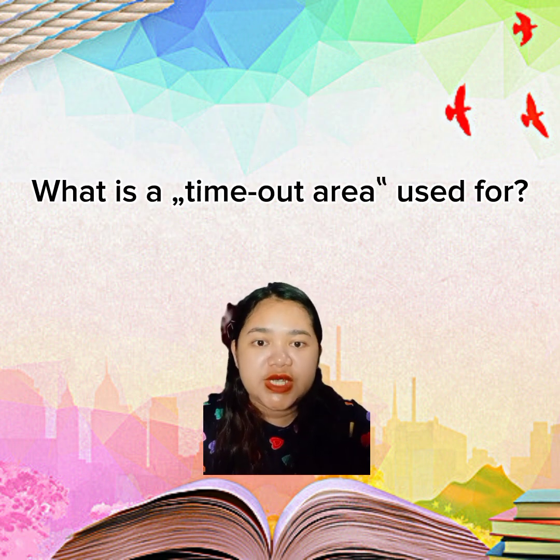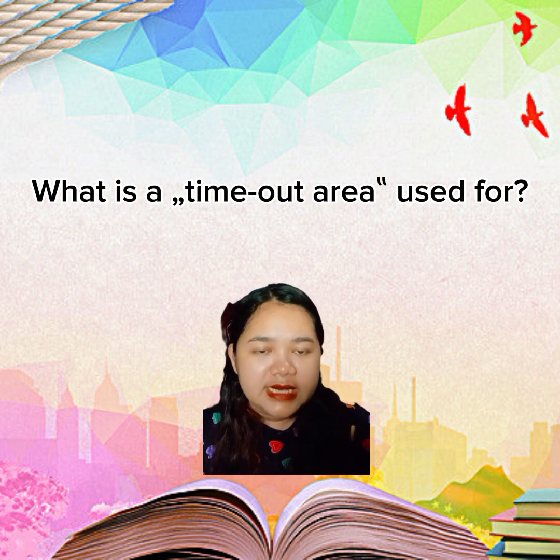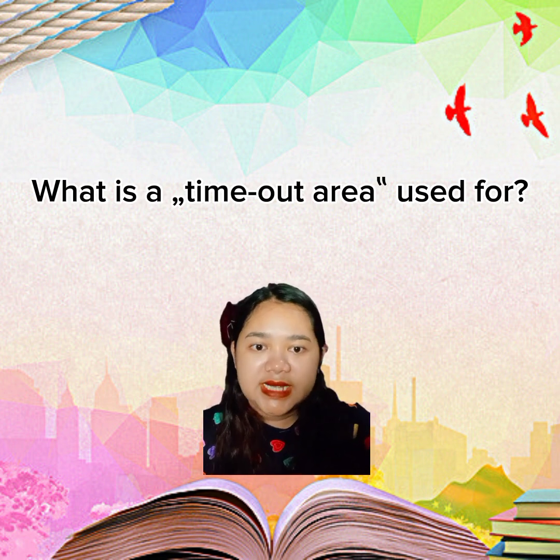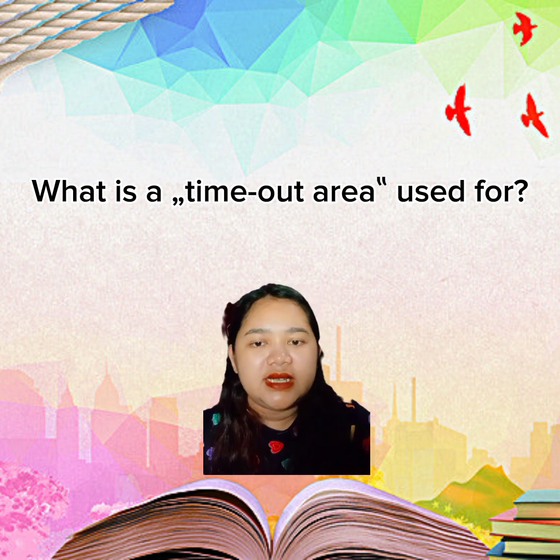Now, what is the timeout area used for? Timeout works to change problem behaviors because children don't usually like to be bored. Timeout is not used for all behaviors. Some behaviors like crying or whining can be ignored.